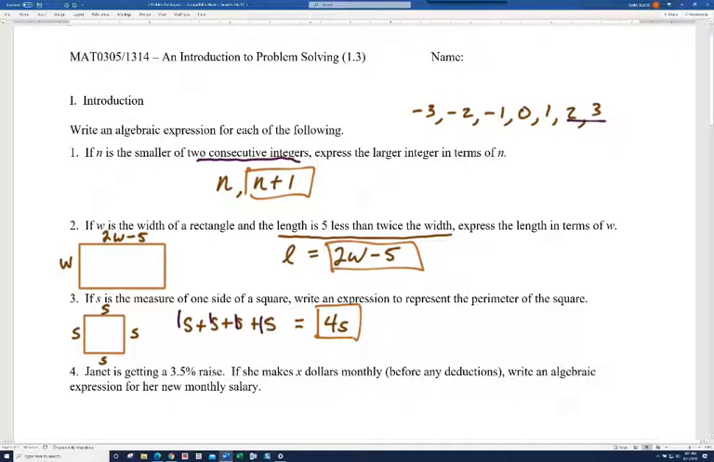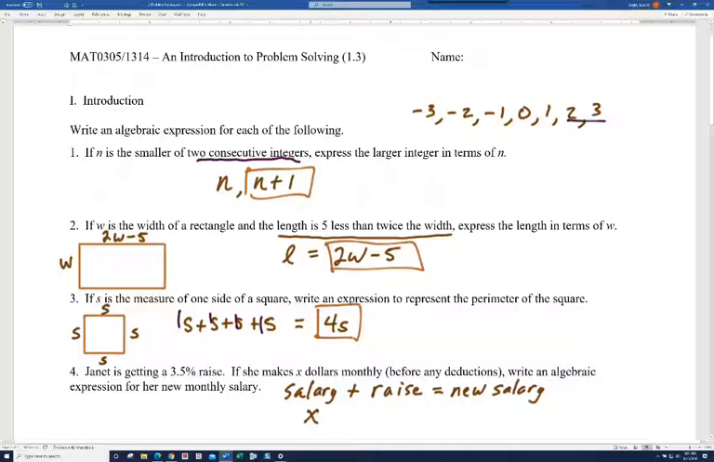Okay, so X is her current monthly salary. That's what she's currently making. So her salary plus the raise, that's going to be her new salary, which is what we need an expression for. Well, X is her salary. Now here's where you have to be careful. How do you express the raise? Well, isn't it 3.5% of her salary?